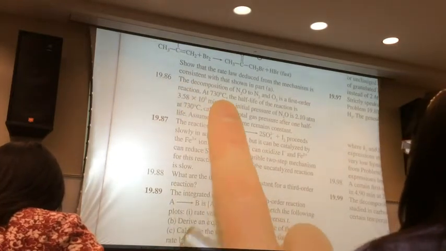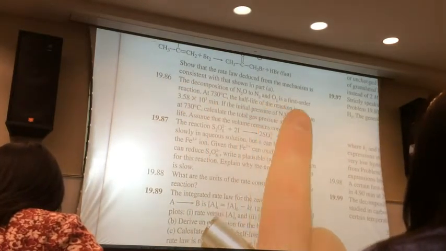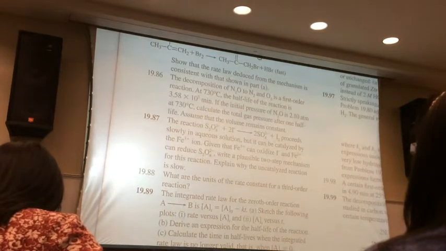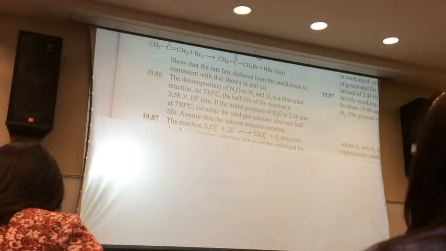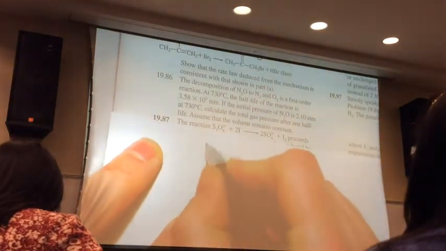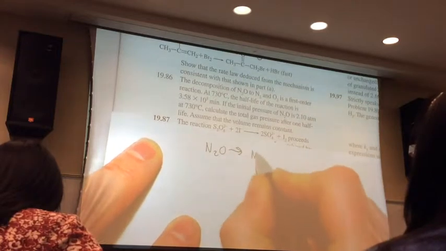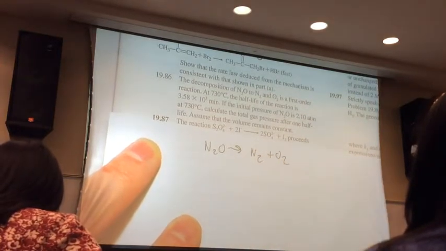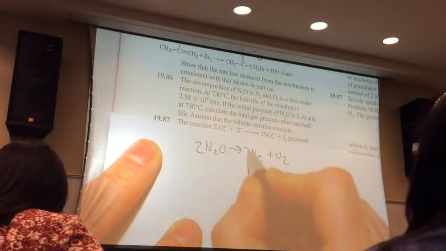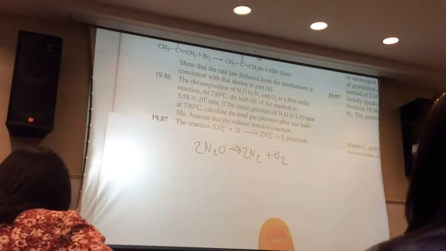All right, the decomposition of N2O into N2 and O2 is a first order reaction. So I need 2 of those and 2 of those. All right, so that's balanced now.